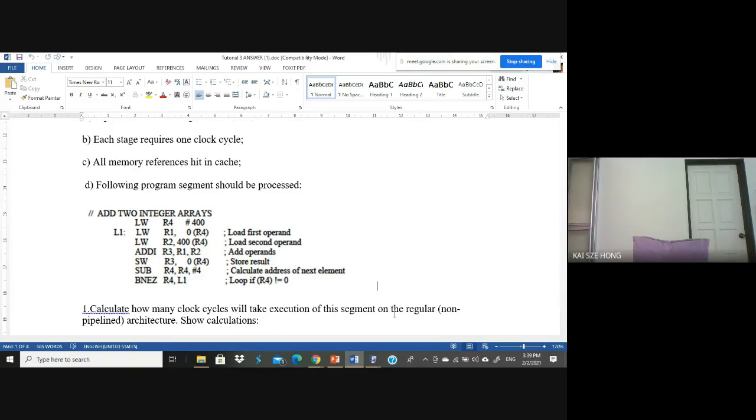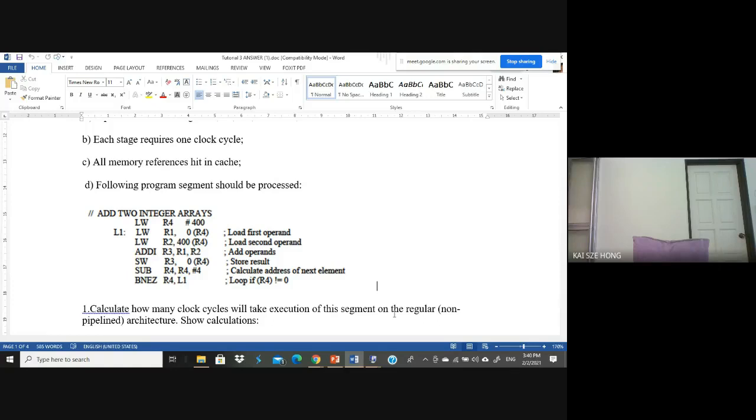So, option one, because we don't know how many, let me give: less than 20, less than 100, then more than 21, or more than 100. Okay, let me create a poll. Everyone can start to calculate how many clock cycles are required.